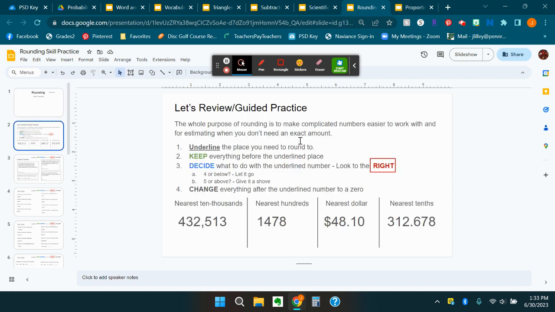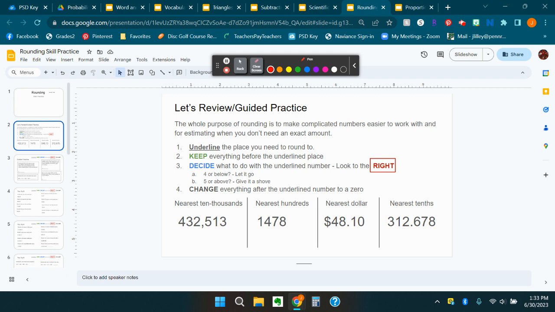So let's just review. The whole point of rounding is to be able to make complicated numbers easier to work with, and for when we're estimating and we don't need an exact amount. When we are rounding, the goal is to have numbers that end in zeros because those numbers are typically simpler and easier to work with. So the first thing we need to do is underline the place that we are going to be rounding to.